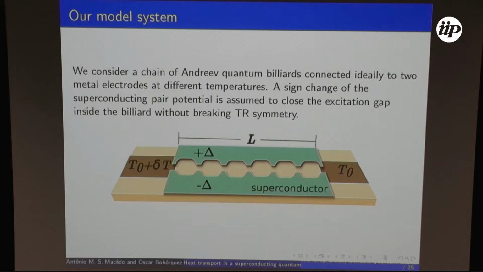You can do this by fine-tuning the pair potential in such a way that the excitation gap can be closed. That can be done, even experimentally. And this, in particular, doesn't break time reversal symmetry. This is going to be important in order to have the calculations done exactly.